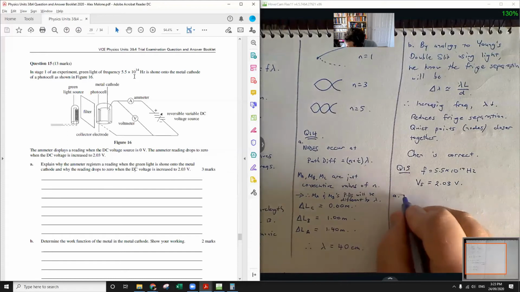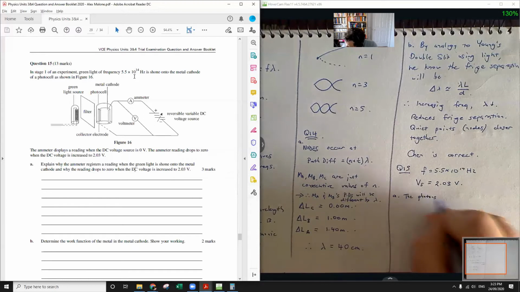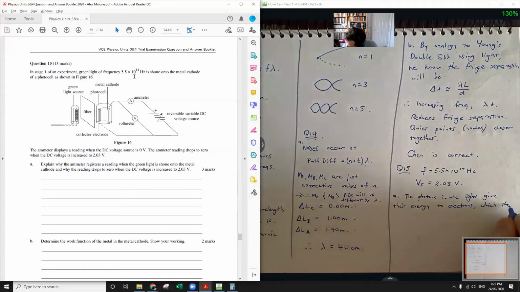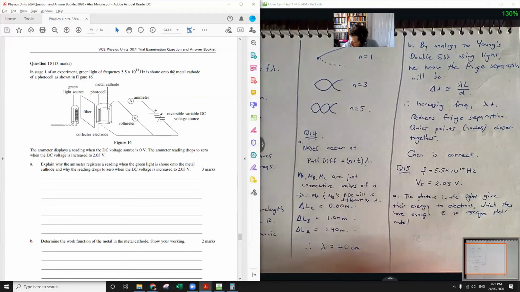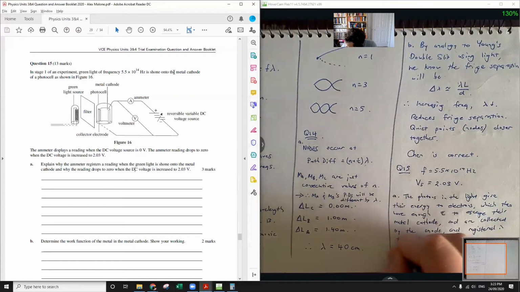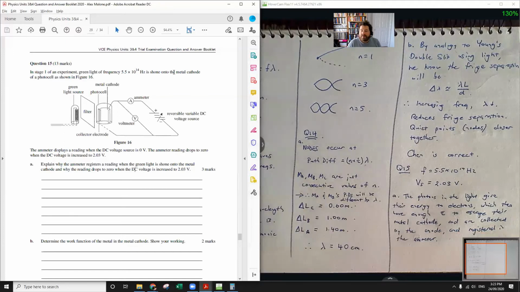All right, why do we get a current? The photons in the light give their energy to electrons, which then have enough energy to escape their metal. And they've called it a metal cathode, so let's reflect that language back to them. To escape the metal cathode, and are collected by the anode and registered in the ammeter. Okay, so that's why you get a current.